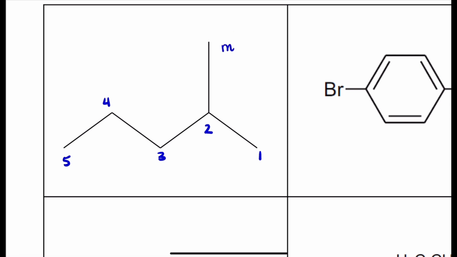So I've got a methyl group here at the 2nd carbon. So 2 methyl. And then 5 carbons long is pentane. There's no functional groups here. It's just a straight alkane.